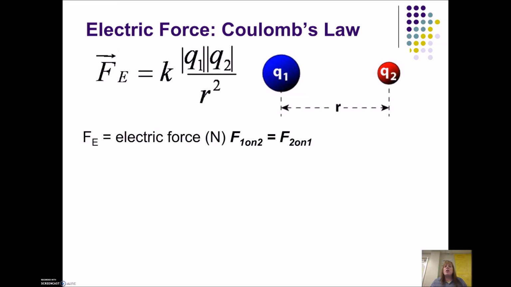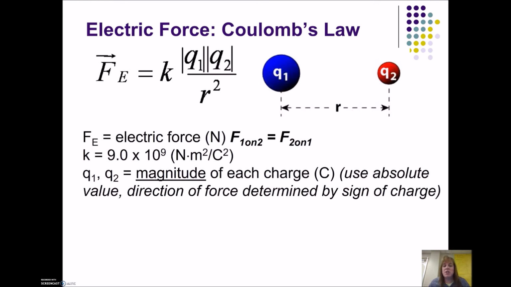Now, the equation for calculating electric force for point charges, and that's all you'll have to worry about in this class, is given by Coulomb's law, which says that the electric force is the constant K, which is Coulomb's constant. The magnitude is 9 times 10 to the 9th, times the magnitude of the product of the charges. For each charge in Coulomb's law, you need to use the absolute value of the charge, so it doesn't matter if it's negative or positive. That determines the direction of the force. But when you calculate it, use the absolute value of the charge. So don't put positives or negatives when you calculate the magnitude of the force.